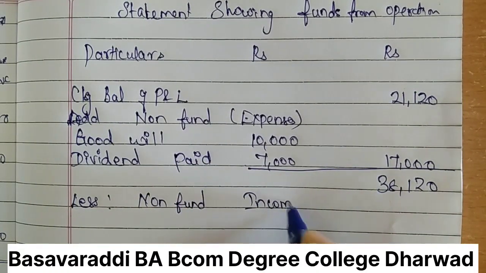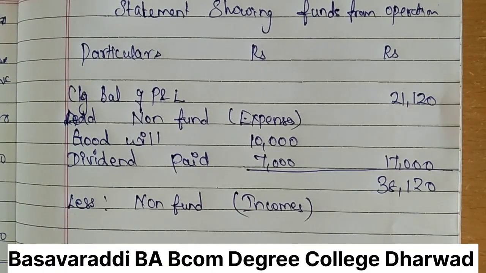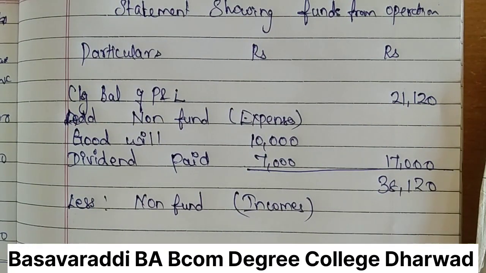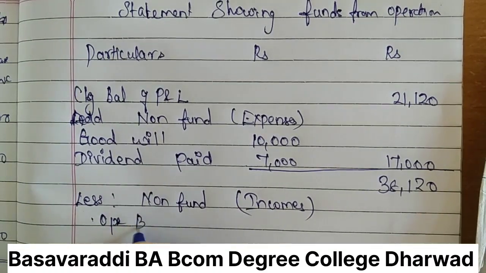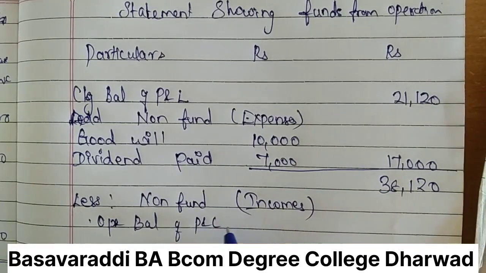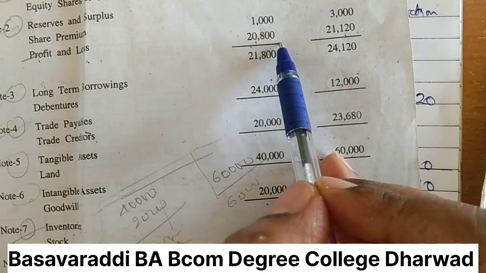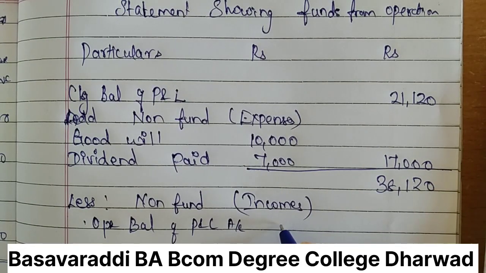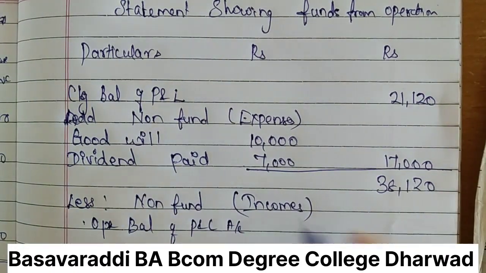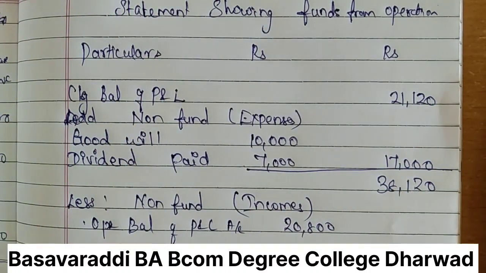Now we have to less non-fund income. What all incomes we have to enter in this income column? Are there any incomes in this problem? Nothing, they gave no income. So we have to write the opening balance of profit and loss account. You have to see in the notes they gave, see 20,800. You have to enter the opening. So opening how much? 20,800.